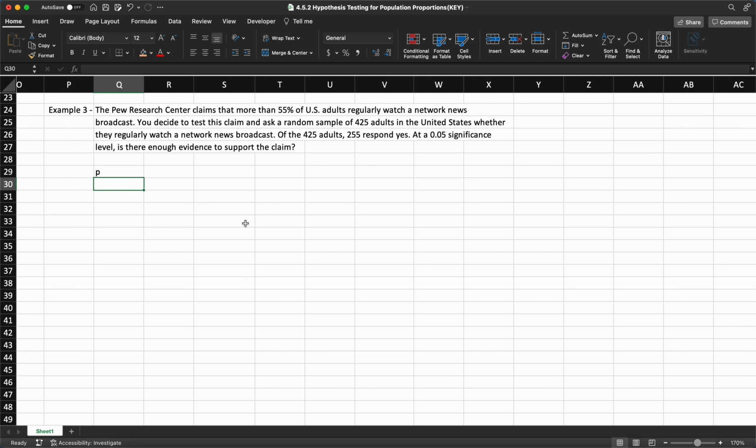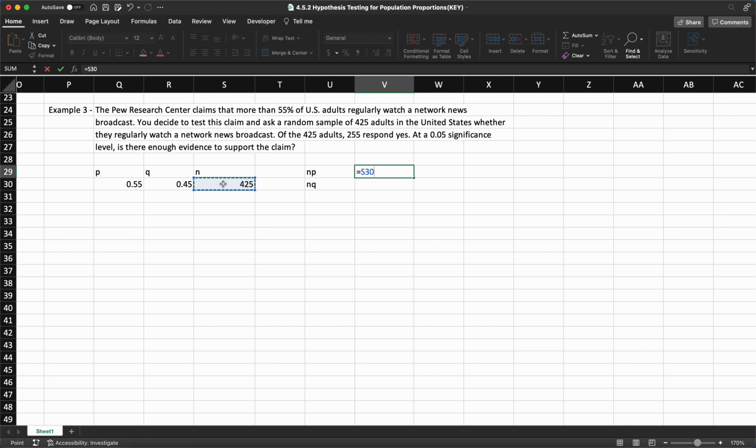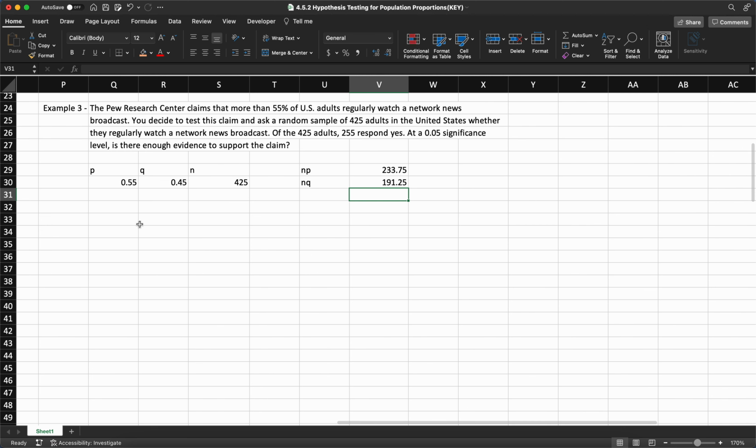So the claim is 0.55, which means that Q is going to be 1 minus 0.55. And in this case, we sampled 425 people. So that's giving me confidence that my NP and my NQ are going to be larger than 5, because N times P is 233, and N times Q, 45%, is 191. So I can go ahead and use the methods that we've been using.